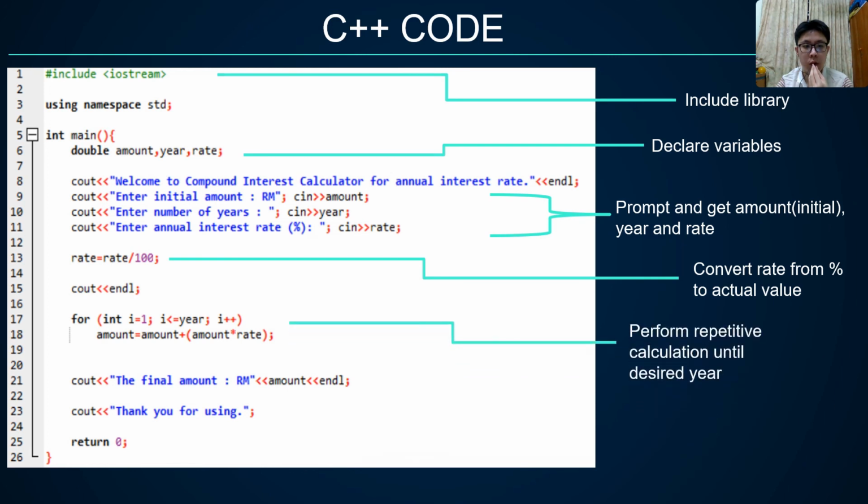After that, we'll be using a for loop to repeat the calculation until the desired years. As we can see from here, we'll be initializing the counter i equals to 1, and then the condition of repeating is when i is less than or equal to year, and after that we'll be incrementing the i. Finally, we'll be displaying the final amount after the input years.